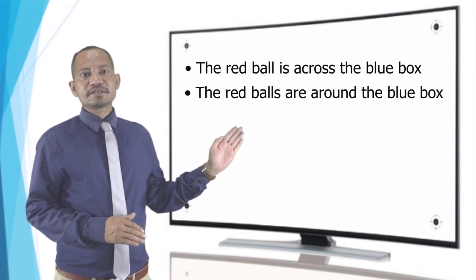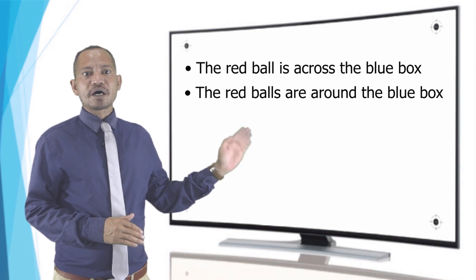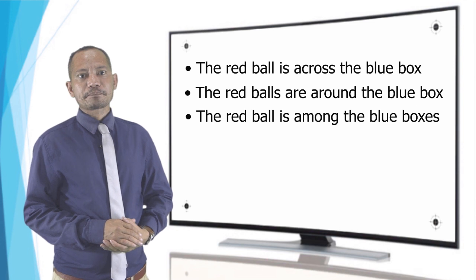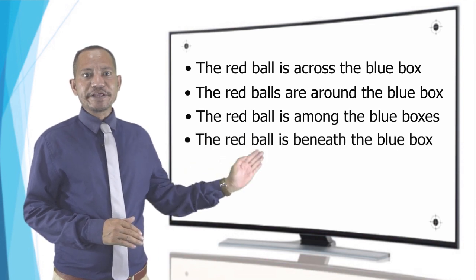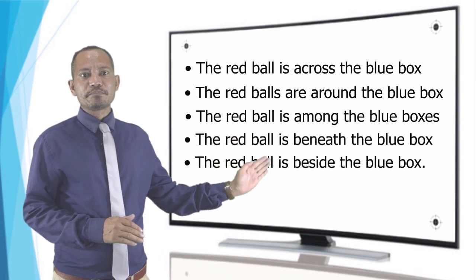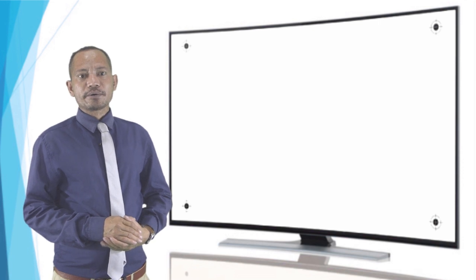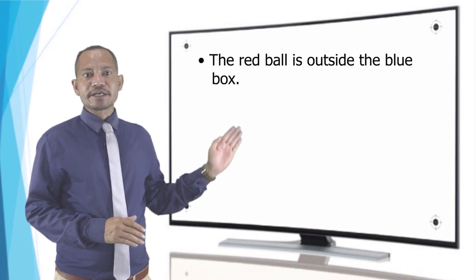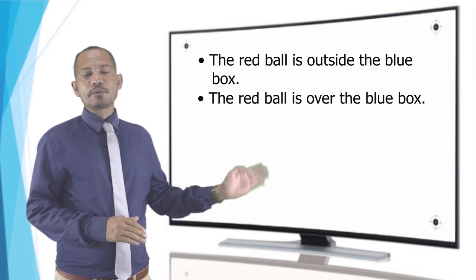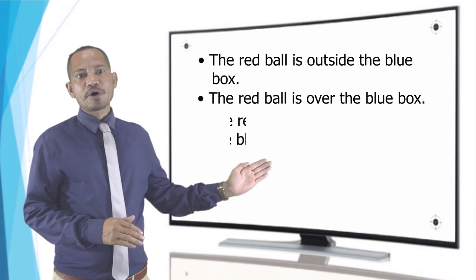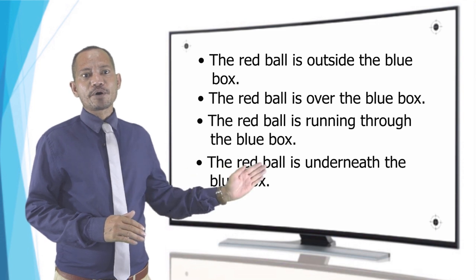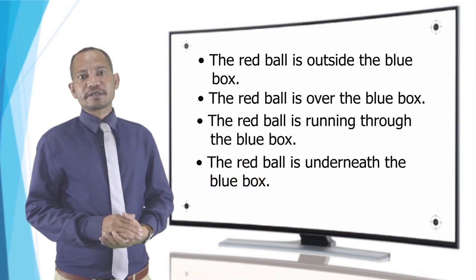The red balls are around the blue box. The red ball is among the blue boxes. The red ball is beneath the blue box. The red ball is beside the blue box. The red ball is outside the blue box. The red ball is over the blue box. The red ball is running through the blue box. The red ball is underneath the blue box, etc.